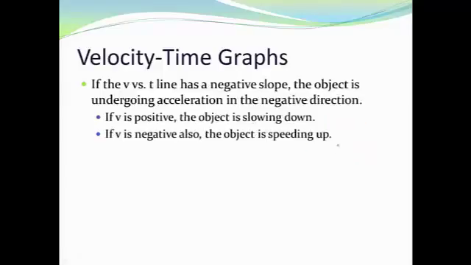Same thing with the negative slope. If you have a negative slope but a positive velocity, you're slowing down, something like this. And a negative slope and a negative velocity is speeding up in the negative direction. So if the slope of the v versus t graph and the velocity are both positive or both negative, you're speeding up. If they're opposite signs, you're slowing down.